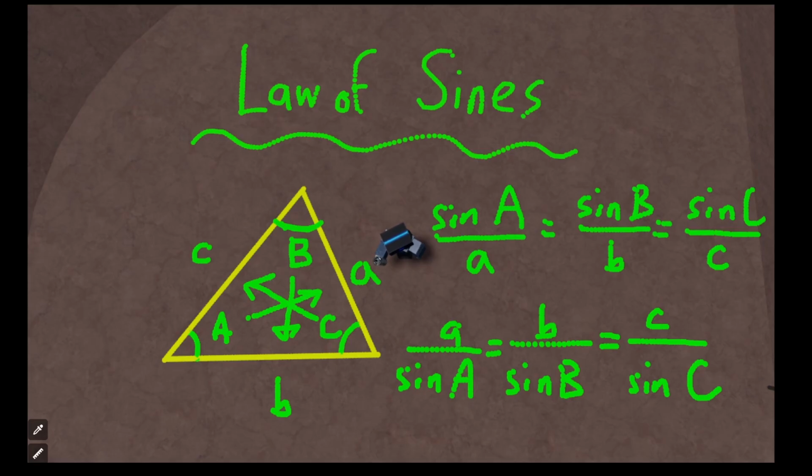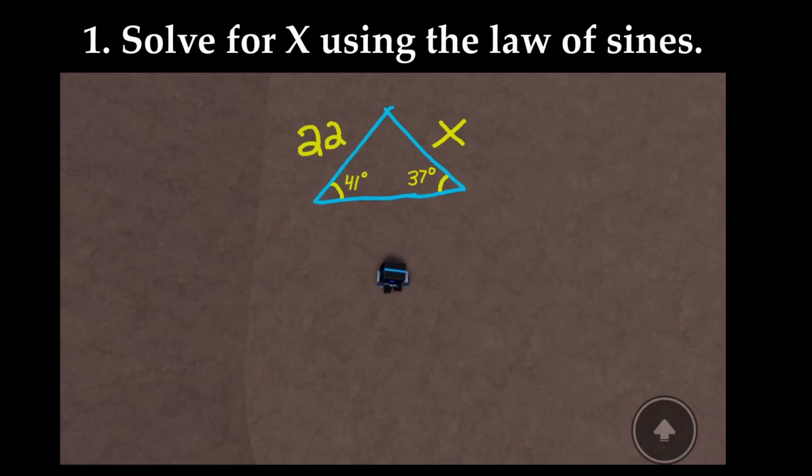Now let's take a look at a few practice problems so we can better understand how to use this formula. In this first problem, we have a triangle where the sides are 22 and x, and we're not given the third side, but that's not important. And we have angles of 41 and 37 in this triangle, and we need to solve for x. So let's use the law of sines to solve this problem.